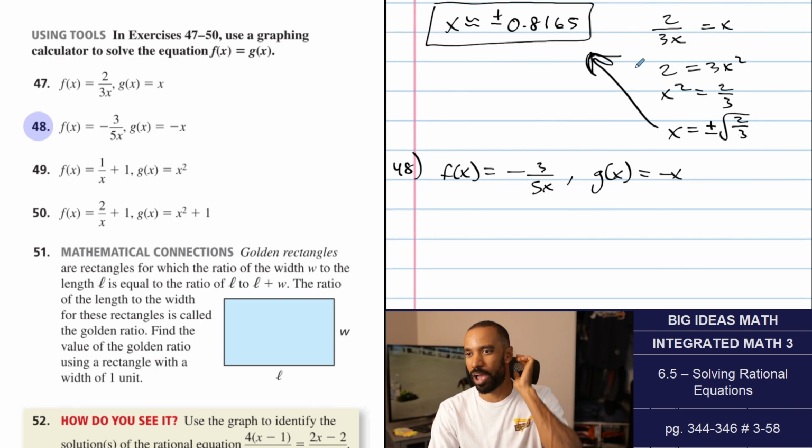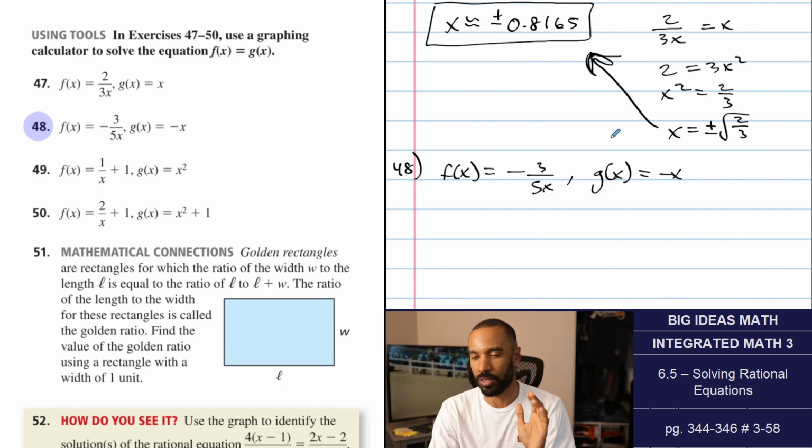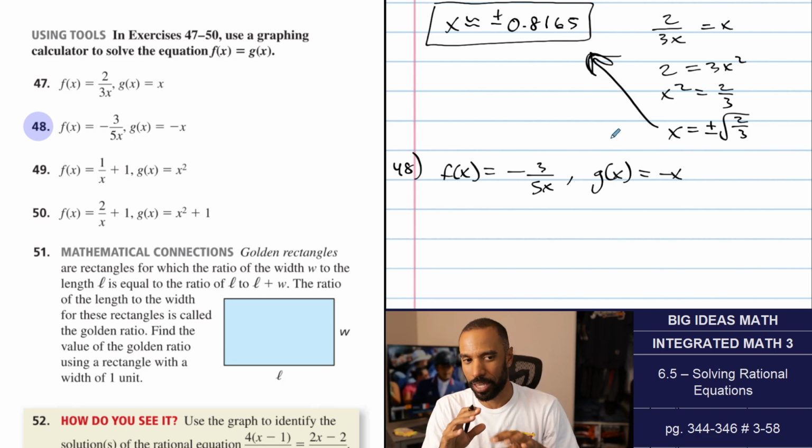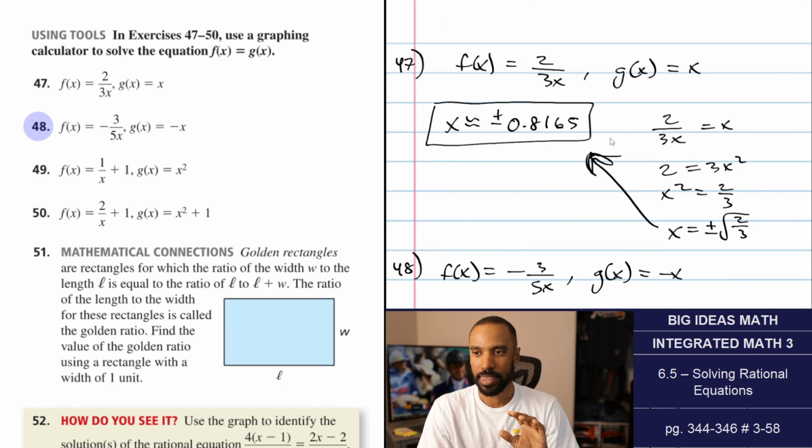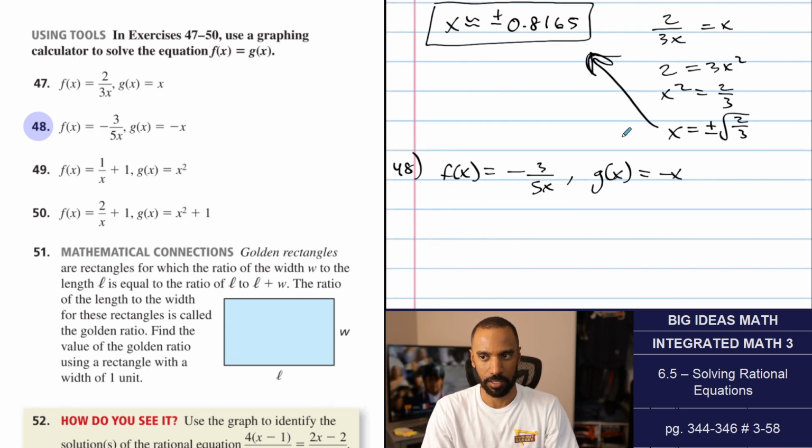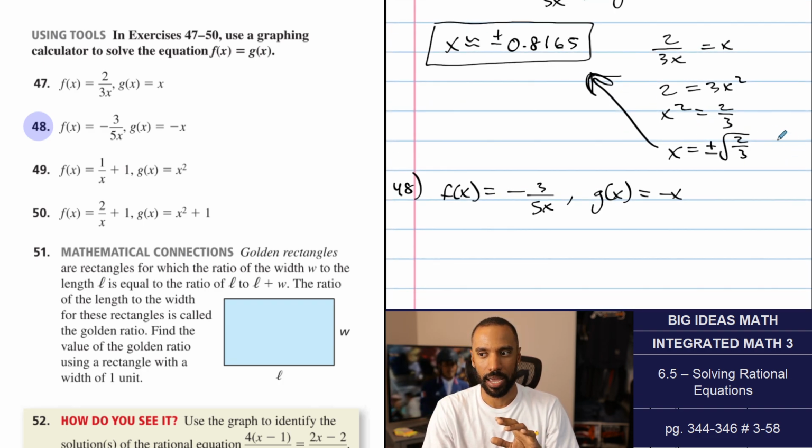I'm not going to solve by graphing. I can solve these algebraically. How about use the calculator to solve the equation? They didn't. I think they would say solve by graphing if they wanted that. So what I did here is what I'm going to do for the other one. So case in point, let's go back to that previous one.